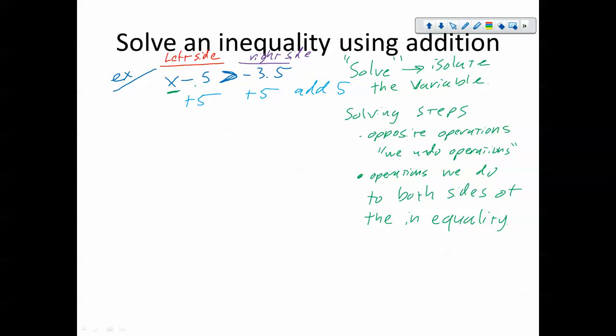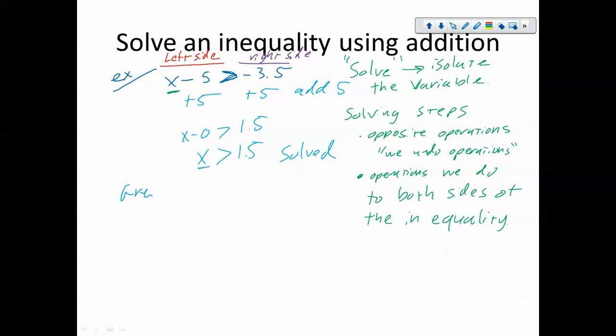When we do that, we get negative 5 plus 5 on this side, which is 0. And so x minus 0, that's just x. Is greater than negative 3.5 plus 5. That looks like 1.5 to me. So that's x is greater than 1.5. So we've solved this inequality. This inequality is solved for.